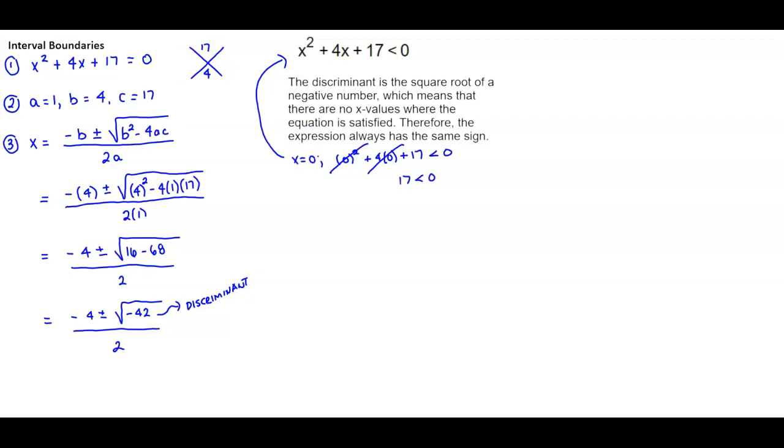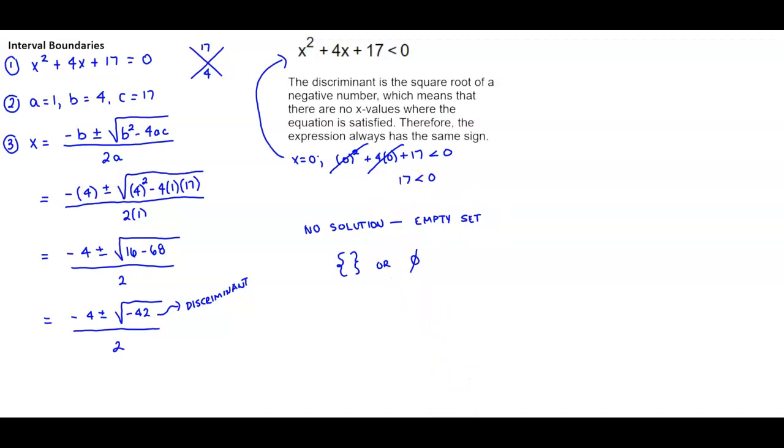That means that no matter what number we pick for x, it's not going to have a value that's less than 0. So therefore, there is no solution. Another way of saying no solution is the empty set. You can either write a set with nothing in it, or use the other symbol for an empty set, which is the following.